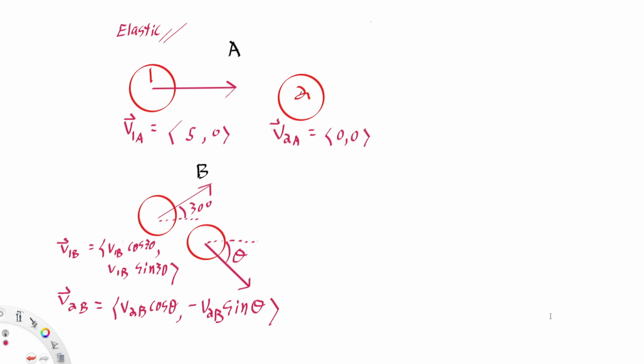Subscript A is before the collision, the initial, yep, and subscript B is after the collision or final. That is correct.